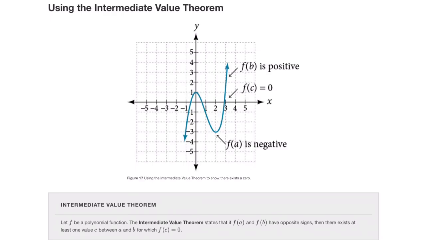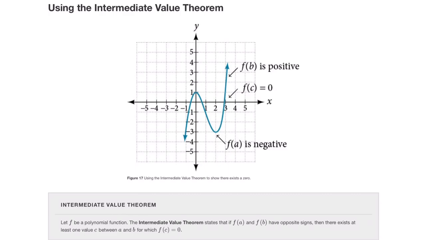So with the intermediate value theorem, let f be a polynomial function. The intermediate value theorem states that if f of a and f of b have opposite signs, then there exists at least one value c between a and b where f of c equals 0. We actually mentioned this earlier. In one example, we were trying to find the x-intercepts and we could not factor it, so we diverted to using a graphing utility. I was suggesting one way to find x-intercepts manually. So suppose you didn't have the graphing utility.